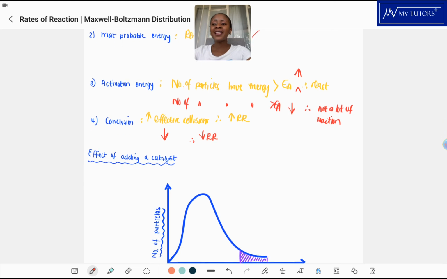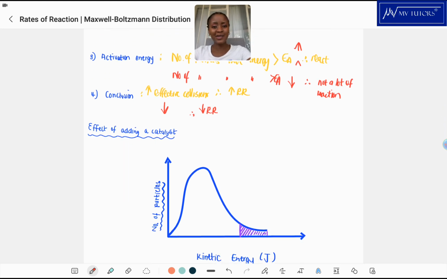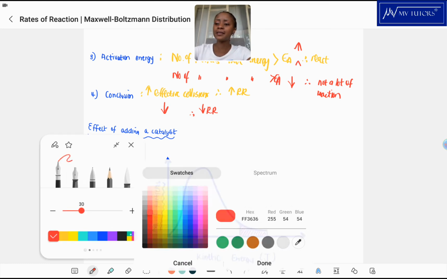Now we get to adding a catalyst. What does a catalyst do? I have a graph only for adding a catalyst, because in matric you're only dealing with a positive catalyst, not a negative one. So we're not going to look at the effect of adding a retardant. A retardant is the opposite of a catalyst: a catalyst speeds up the rate of reaction, whereas a retardant slows it down. We're just going to look at the addition of a positive catalyst. So what happens there? Let me just use a different color.